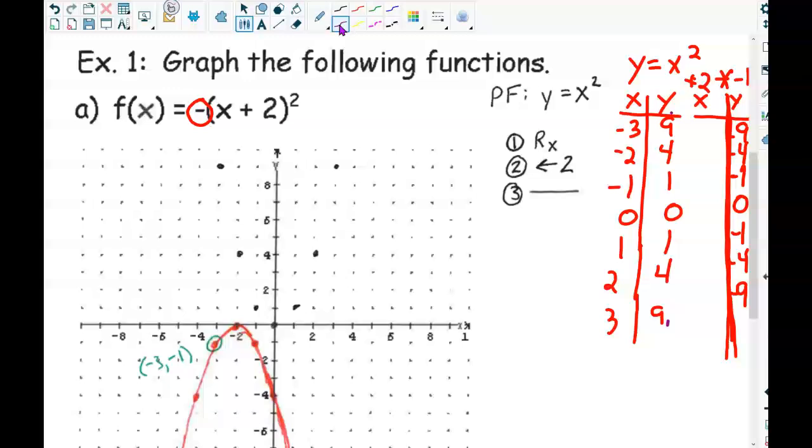Okay? Every one of those I'm going to add 2. So -3 plus 2 is -1. -2 plus 2 is 0. -1 plus 2 is 1. 0.